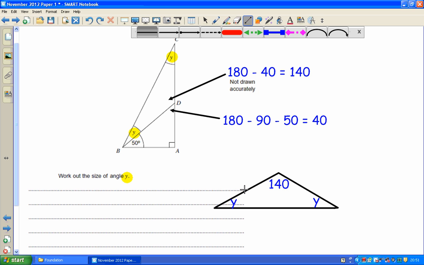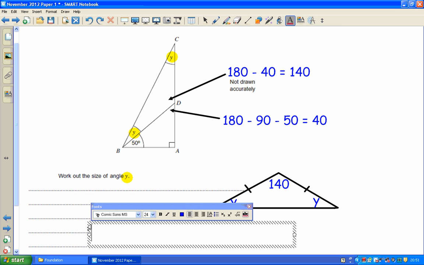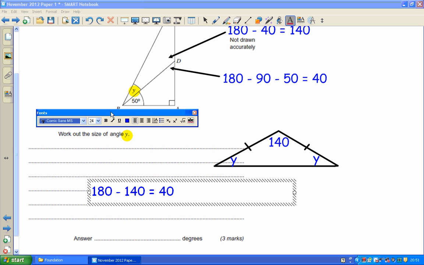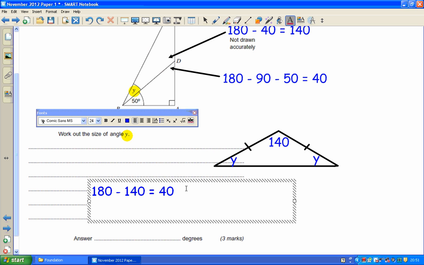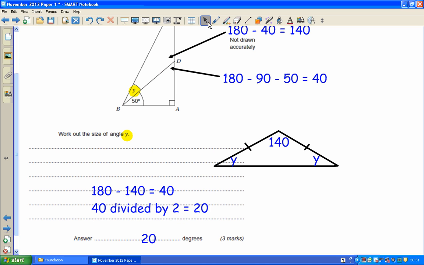Now it's isosceles, so for what it's worth, I know this length there and that length there are equal to each other, and that means, importantly, that these two angles at the bottom are the same as each other. So to work out what one of them is, I'm going to do 180 minus 140, which gives me 40. And then because there's two of them and they're both the same, I can do 40 divided by 2, which is 20 degrees. So my answer is 20.